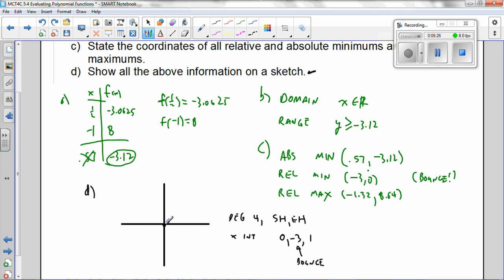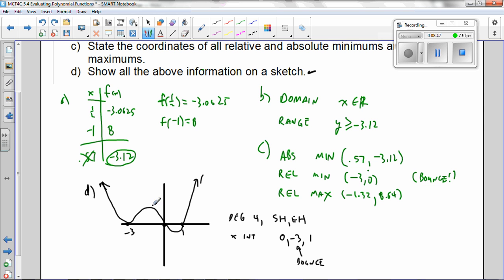So 0, 1, minus 3 is way over here, say. I don't really care too much about the scale. It starts high and ends high, like this. Bounce. Slash. Slash. That's all good.